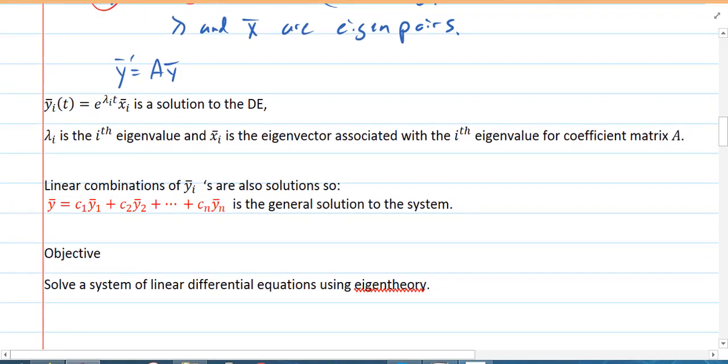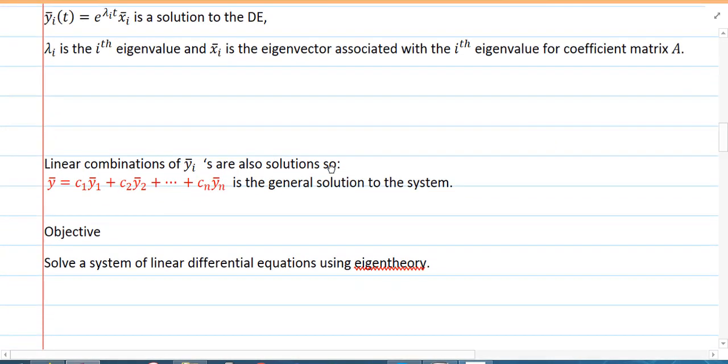So the general solution then is going to be y bar equals c1 y1. I'm just going to do two cases here, okay?